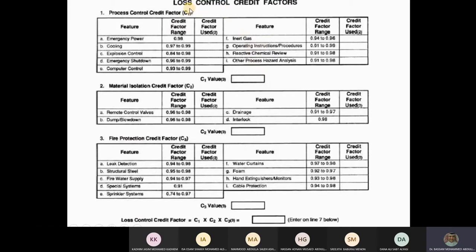So of course, you can also use what they call the loss control credit factors, okay? Which means, what about if you want to add a credit? That means I have an emergency power, okay? I have a cooling system. I have a control in my explosion. I have a shutdown emergency system. I have a computer control of everything. I have inert gas for inerting, and so on. So what you're saying is that you're adding credits. And this added credit value, it will also identify.